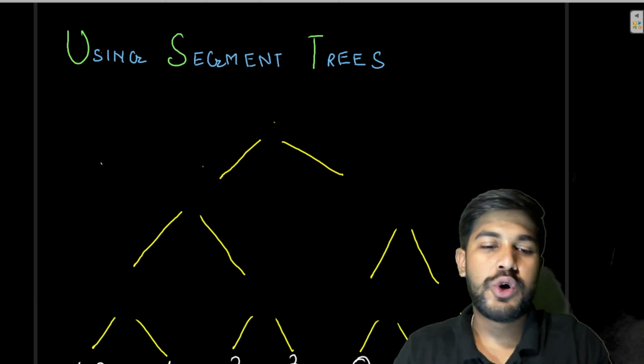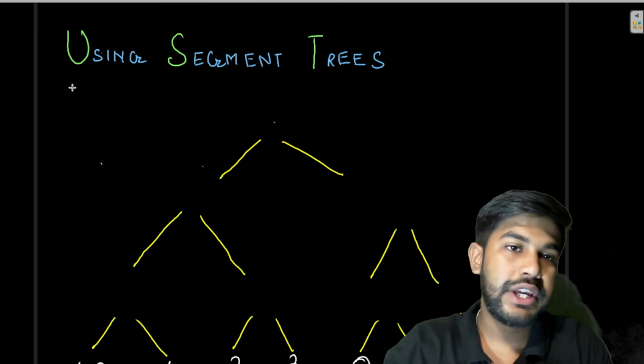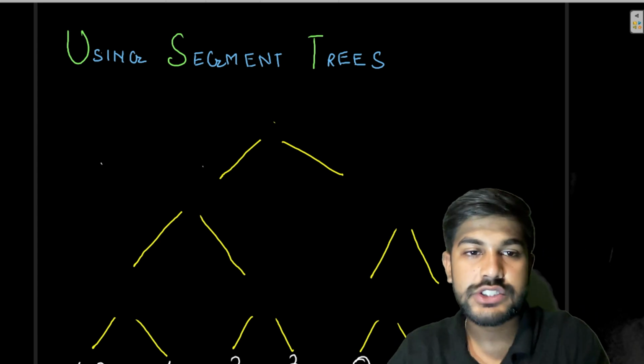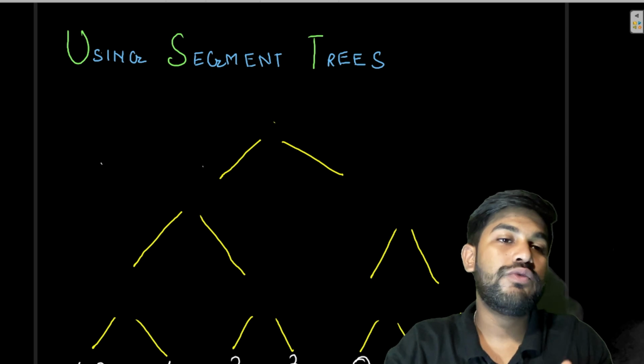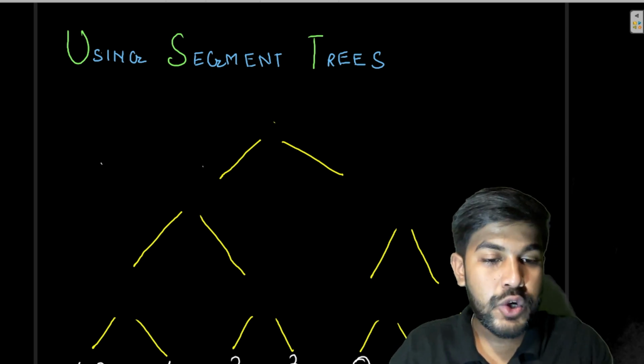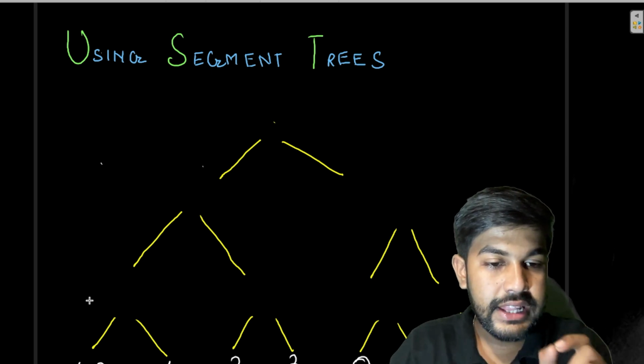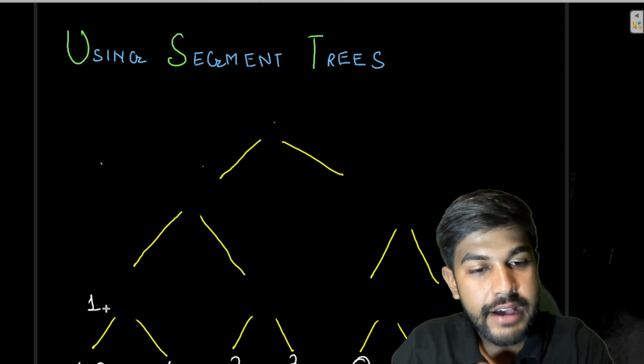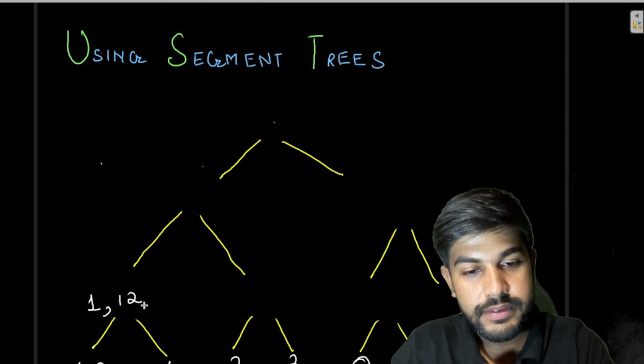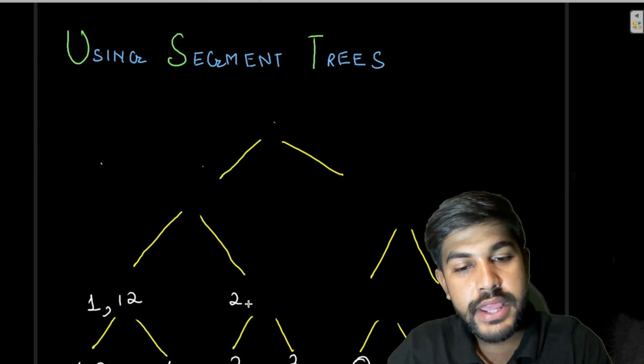Suppose we have 12 and 1. Initially every single element is a sorted element, we know that. So it is fine. Now 12 and 1, when they both merge, we would have 1 and 12. Then 2 and 3, it would remain the same.